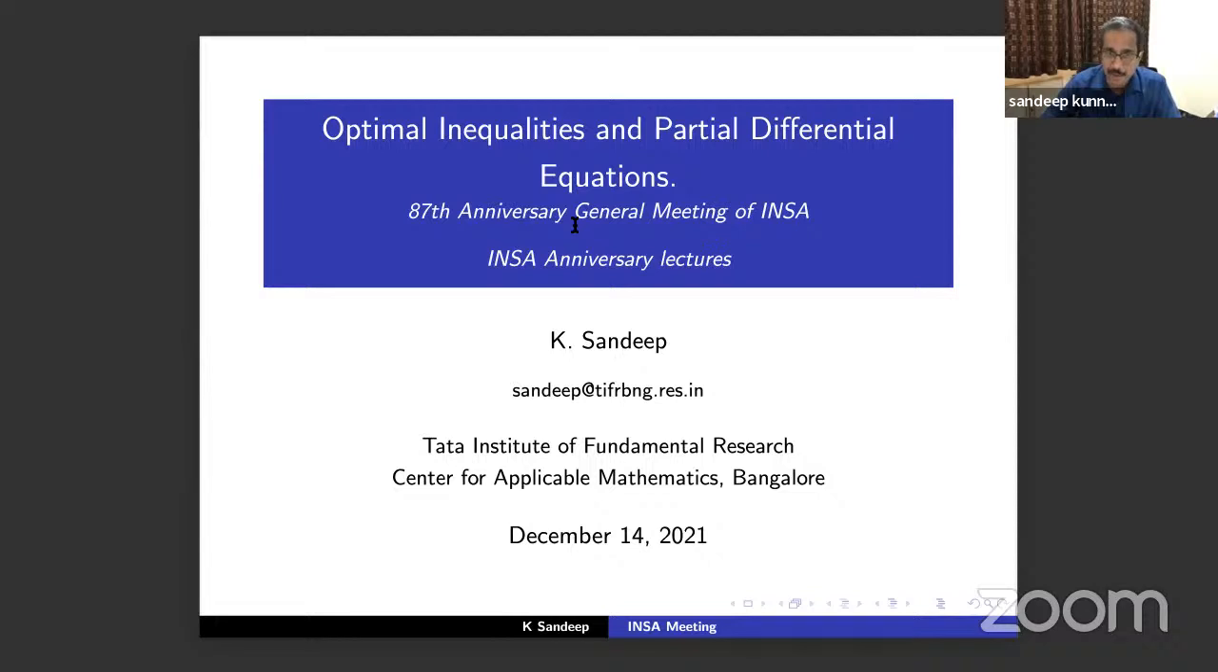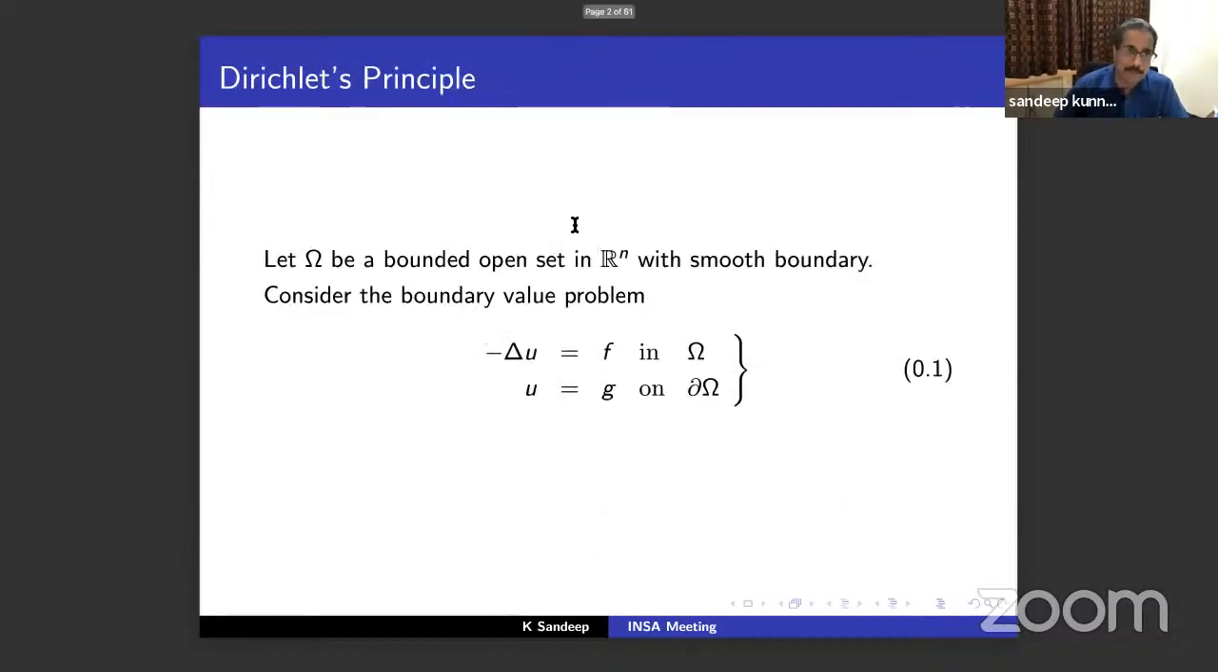I'm going to talk about some inequalities which are related to some partial differential equations and which I have been working on, and some of the related results. Before going directly into the topic, I will motivate you through a more elementary example. I will start with a very elementary partial differential equation, what is known as the Dirichlet problem.